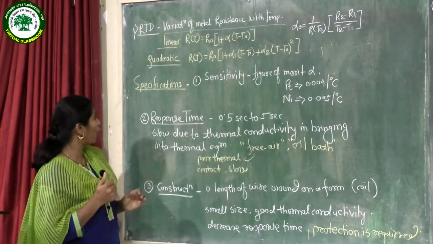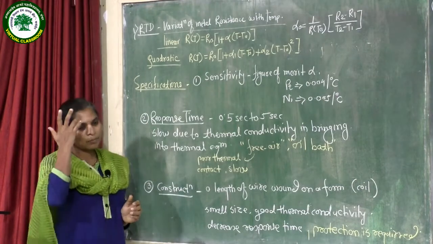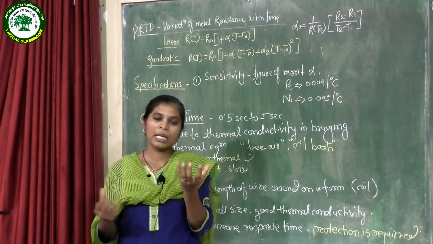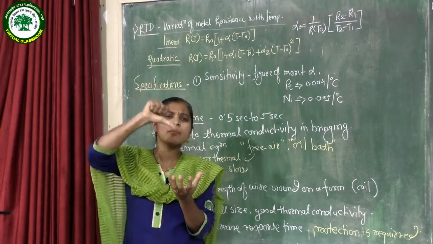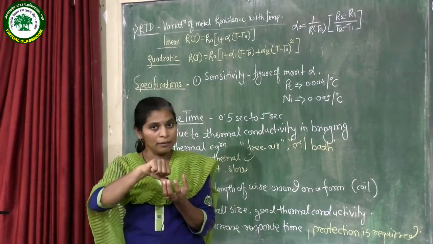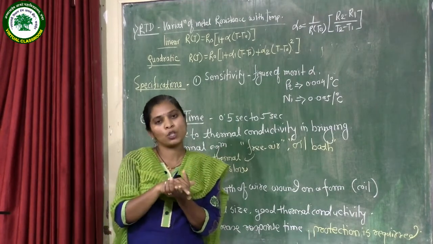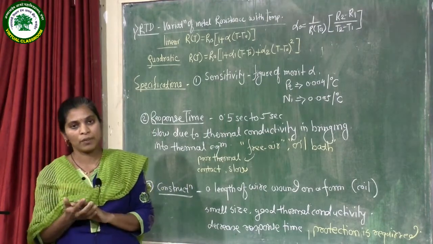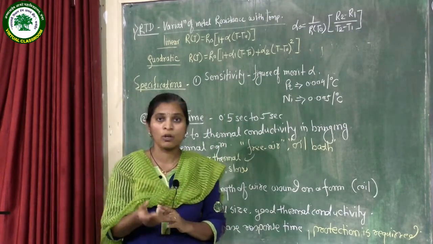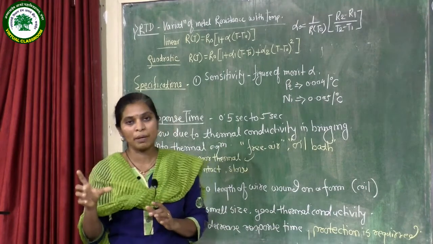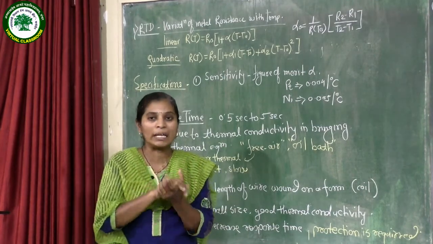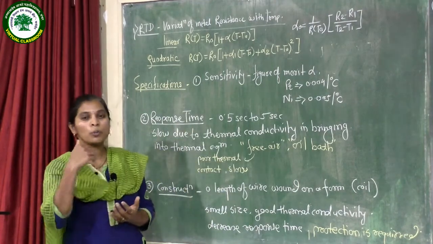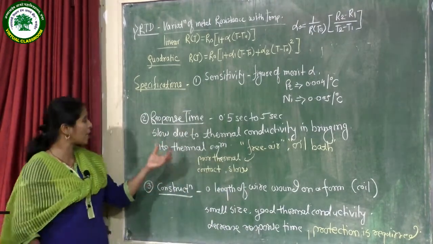The next important point is response time. For example, suppose I have a beaker in which there is water. If I bring my thermometer in contact with it, then the temperature of the water should be the same as the temperature of the thermometer. So some time is required for the mercury, or the thermometer, to come to thermal equilibrium with the water. The same is happening over here.